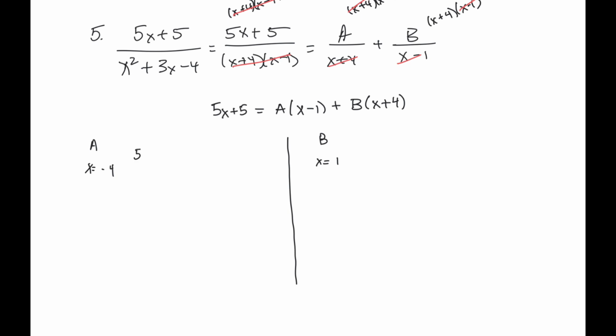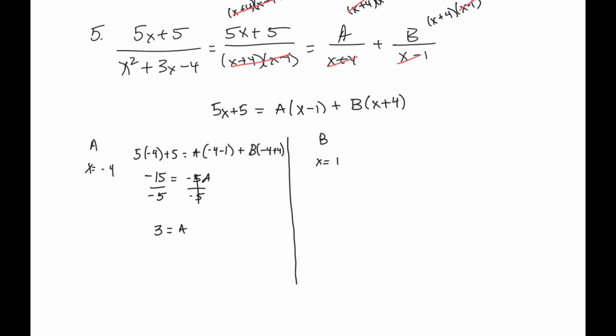We're going to have 5 times -4 plus 5 equals a times -4 minus 1 plus b times -4 plus 4. Of course, that goes to 0, and if you know what you're doing, skip that step. We write what's left over here. We get -20 plus 5, which gives you -15, equals -5a. Now we divide by that -5 and solve this equation, and that becomes 3 equals positive a.